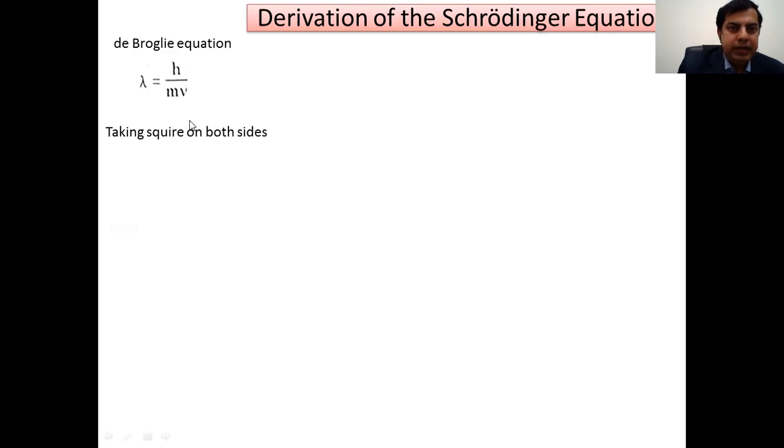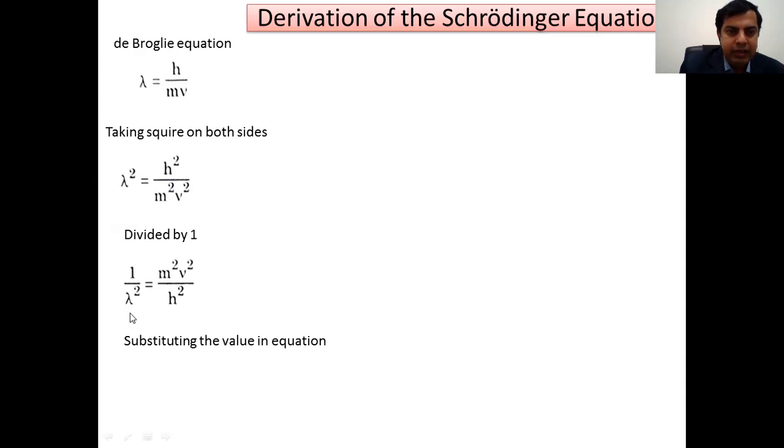Now by taking the square on both sides, this equation becomes like this: h square over m square v square. Dividing by 1, this equation becomes like this. Why have I done this? Because this is our first equation, which we have already derived in the previous slide. So actually here it is 1 over lambda square.